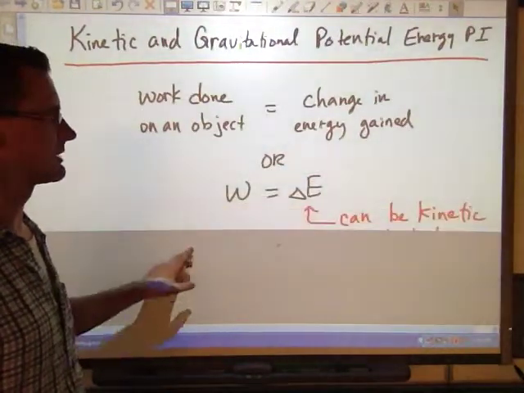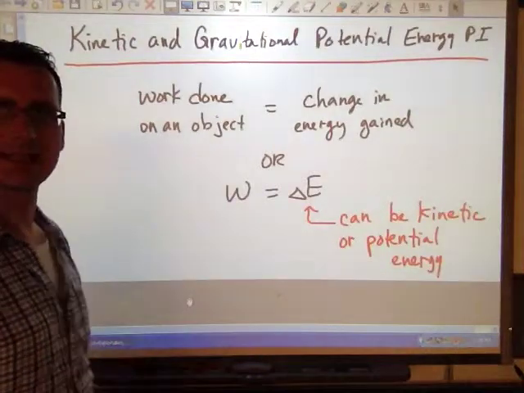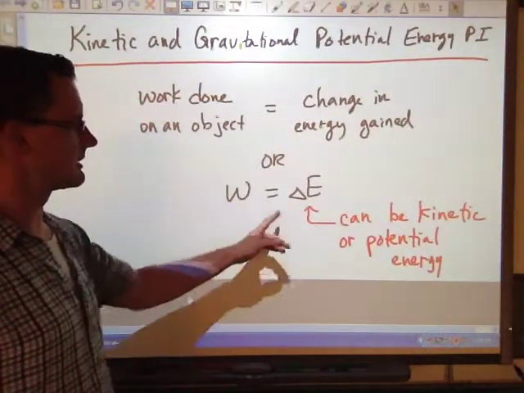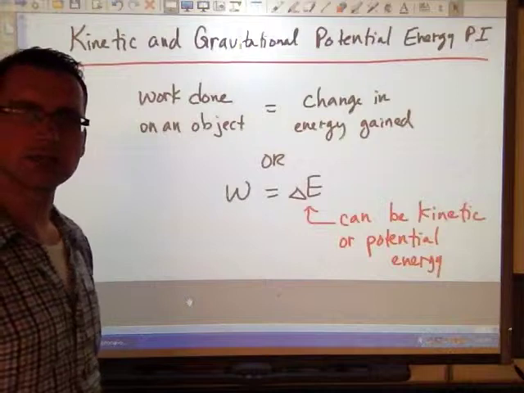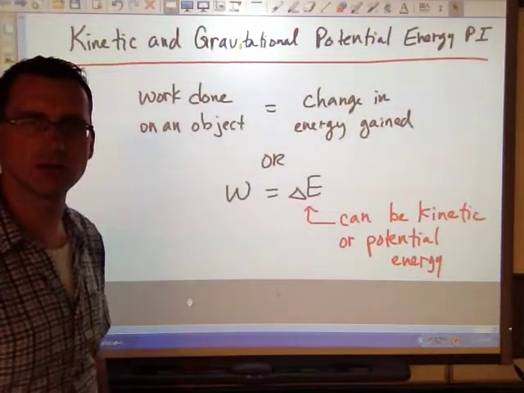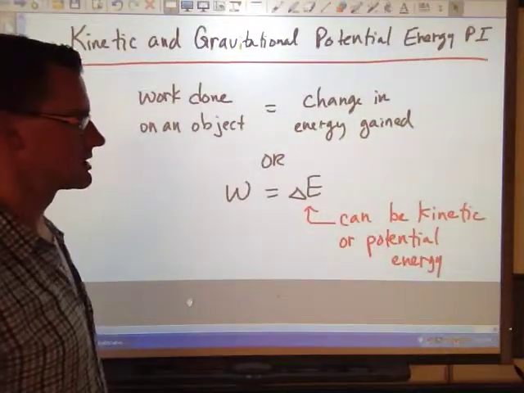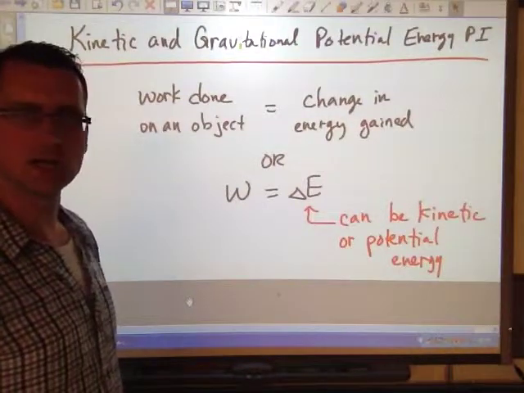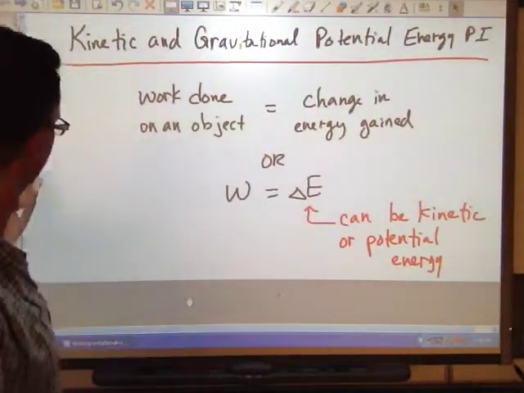Or, symbolically, we could think of W equals delta E, where delta E can be either kinetic energy or potential energy. We'll just look at those two in Physics 30. That energy change being either kinetic, potential, or sometimes even a combination of both.